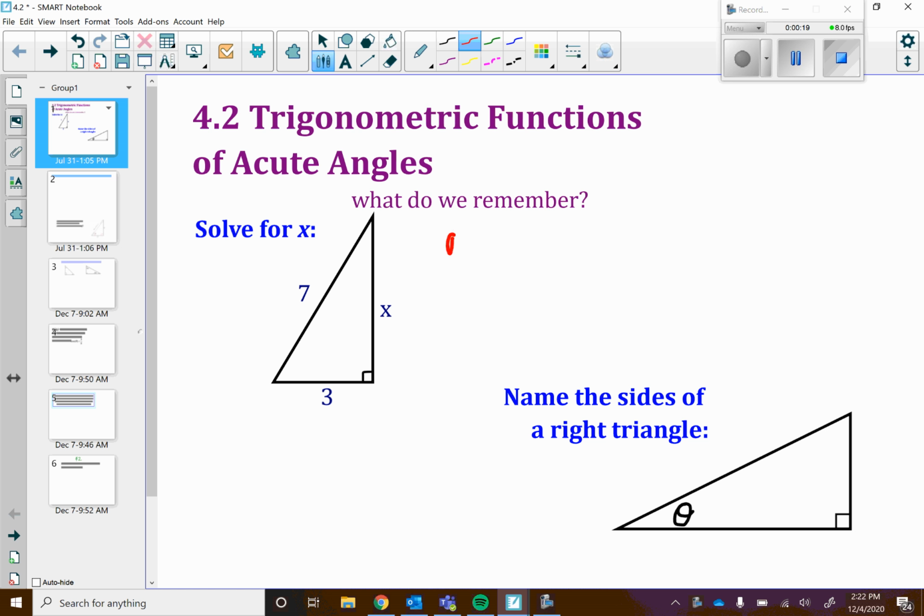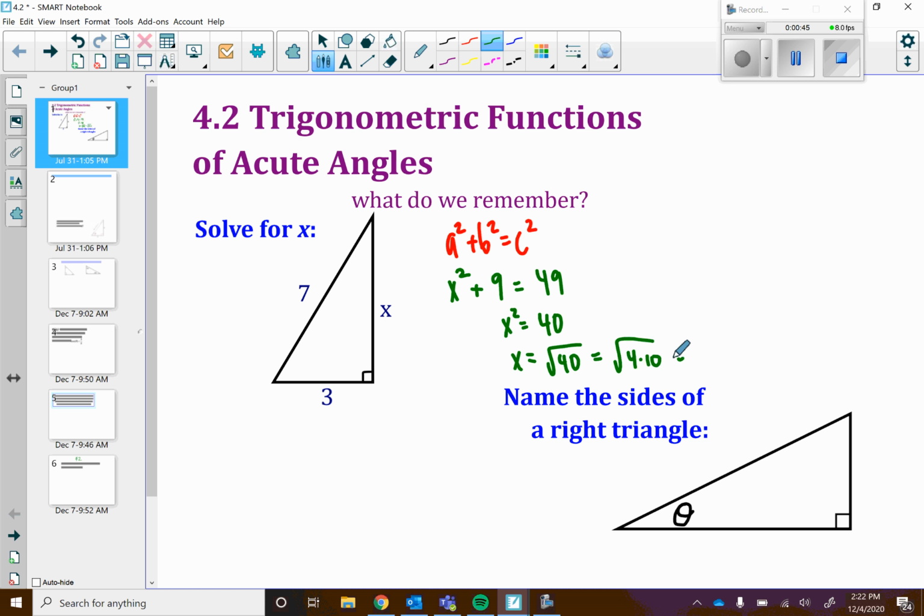Hopefully you remember we're going to use a squared plus b squared is equal to c squared. It doesn't really matter what a and b are, but let's say x squared plus 3 squared, which is 9, is equal to c squared, which would be 49. Solve for x. X squared is equal to 40. Take the square root of both sides. Square root of 40. I can simplify that to be the square root of 4 times 10, and I can take out a 2. So my final answer would be 2 square root of 10. I know that was really quick, but hopefully you remember these things.